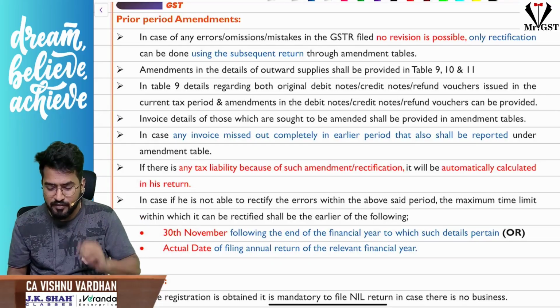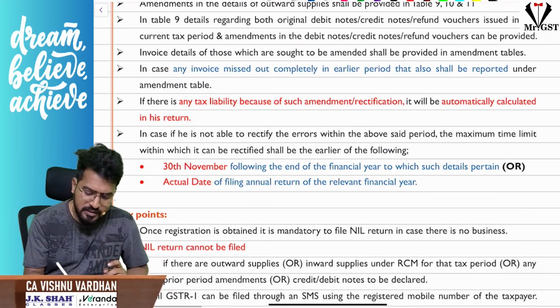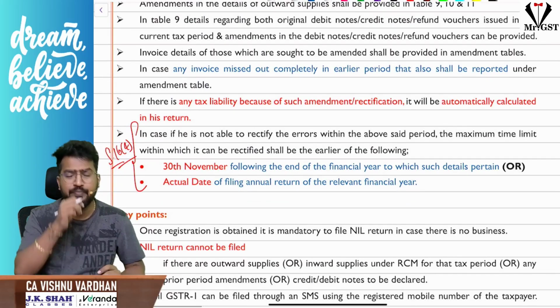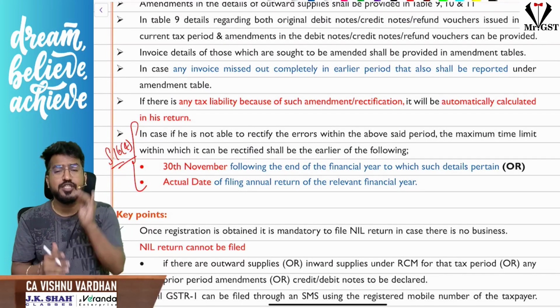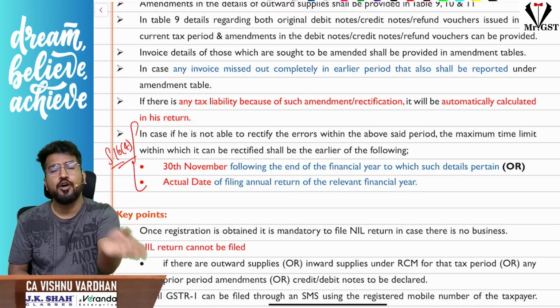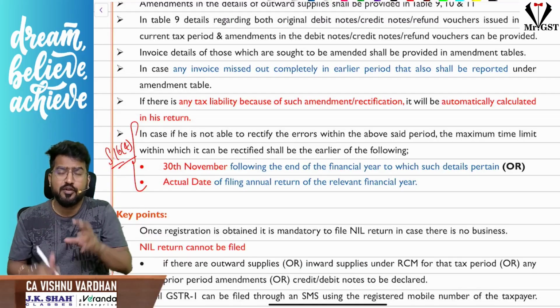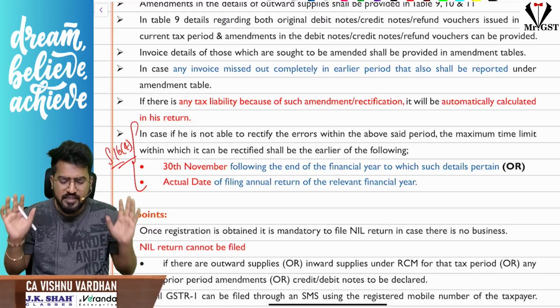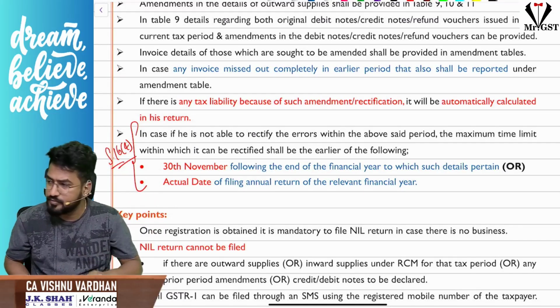For that rectification also you have a due date here, just like the section 16 subsection due date. For any GSTR1 mistakes you can rectify by the subsequent year's 30th November or the actual date of filing the annual return of the relevant financial year, whichever is earlier. Hope it is clear for you. Just like the 16 subsection time limit.